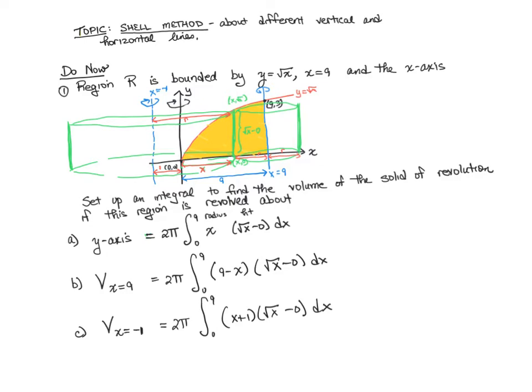Notice I have a situation where the vertical line was the boundary of the region and the vertical line was to the left of the region. What would happen if the vertical line was to the right of the region or in between the region? So let's take a look at these two examples.